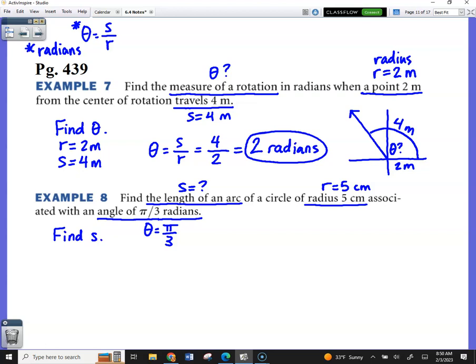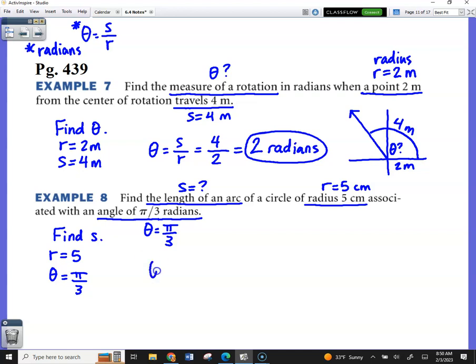So I'm just going to kind of sum it up. I'm finding S. I know R is 5. I know theta is pi over 3. Now, here's where you might want to think, well, never mind. It's up to you. There's 2 ways to do this. I'll show you the 2 ways. The first way is just plug it in.